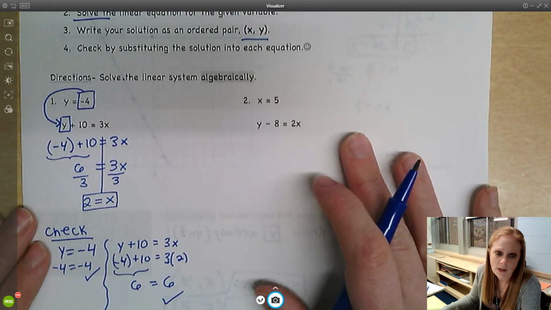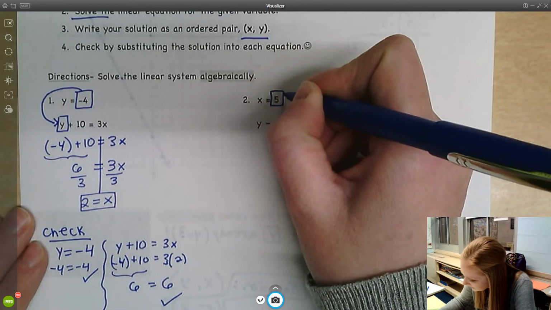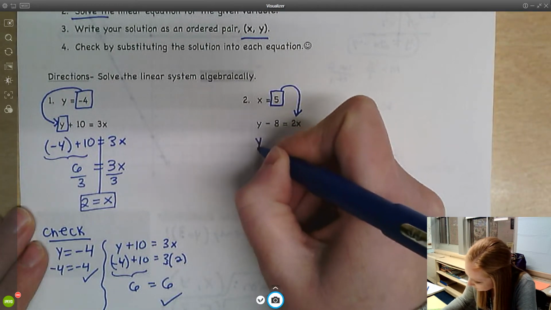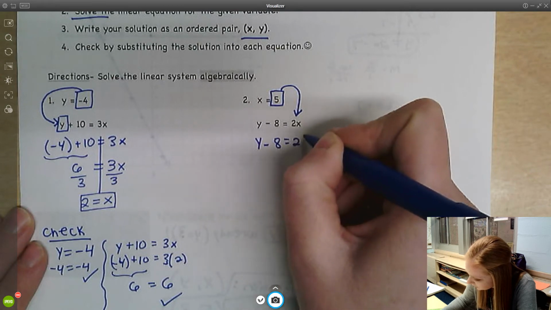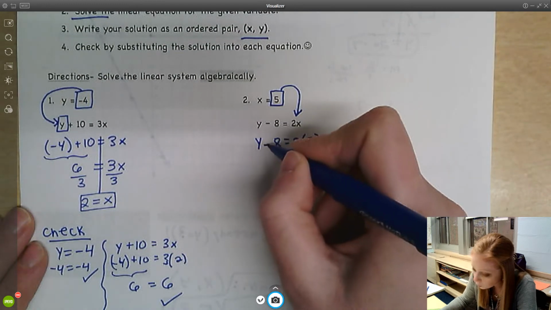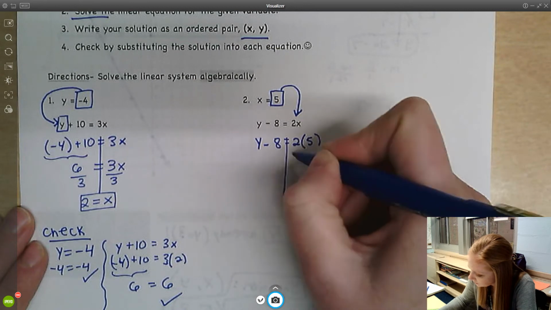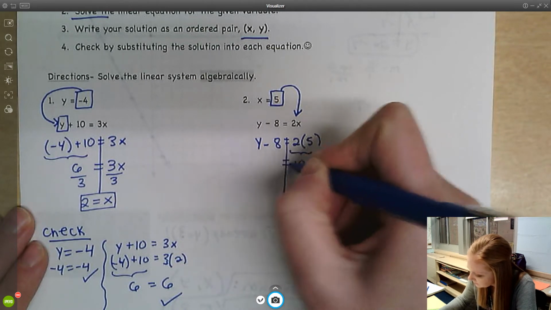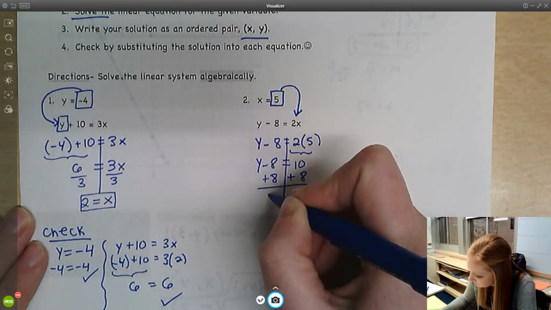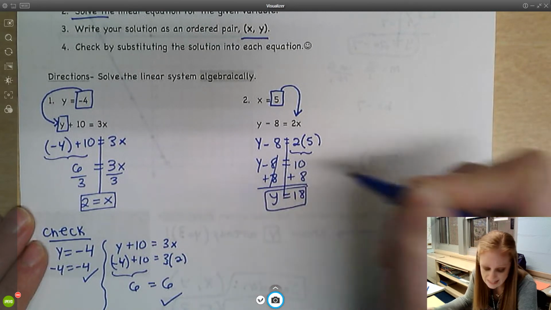Okay, let's solve this one algebraically now. They're telling us that x is 5 in one of our equations. If we know that x is 5, we can take that 5 and plug it in for x. So then we're going to have y minus 8 equals 2, instead of 2x, it would be 2 times 5. Now let's solve for y. In this case, we're given x and we're finding y. Let's simplify this side: 2 times 5 is 10. Add 8 to both sides, and we get y equals 18.